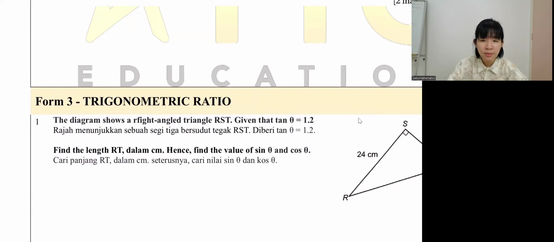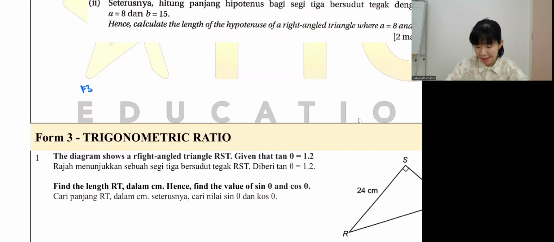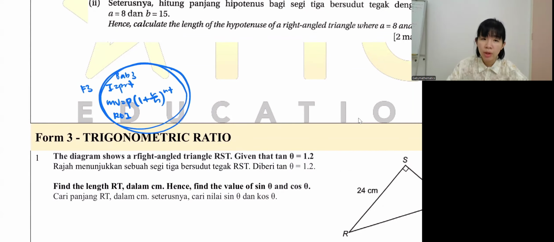Do you hate I equals PRT? Chapter 3. Do you hate this bulk of Form 3? Like I equals PRT. And then what? MVP, bracket 1 plus R over N to the power of NT. And then what? Then ROI some more. So all this is in Form 3 chapter 3, bab 3, right? So this bab 3, we're not going to do today.